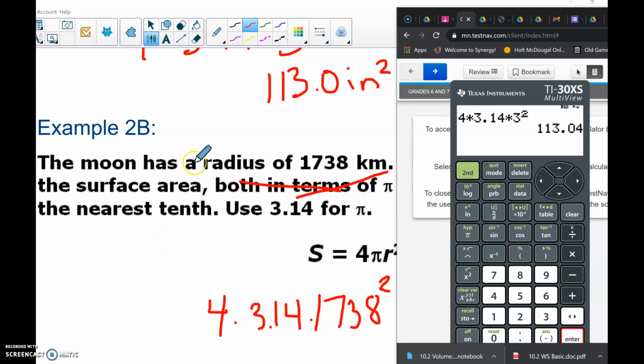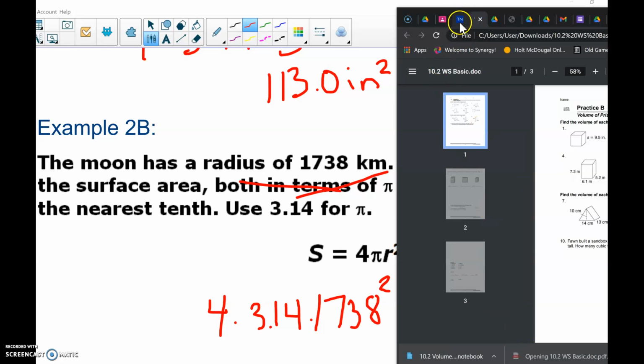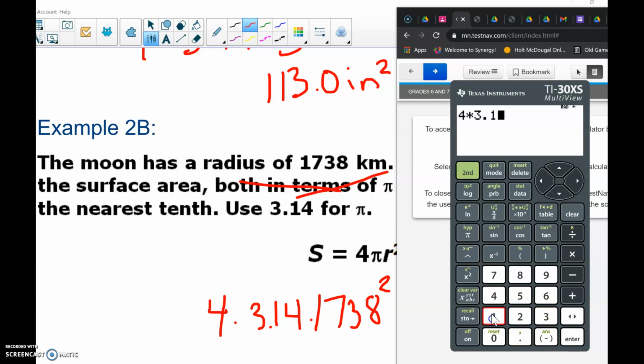Alright, so we're checking in on the moon one. This is the second video. So I did 4 times pi times the radius squared. And I got a big number and rounded to the tens place. So 37,939,288.6 kilometers squared. It's really big because it's the moon. Okay, so there's the answer.